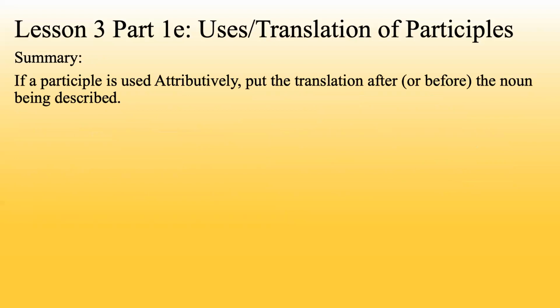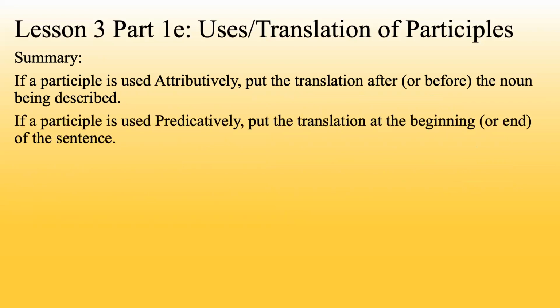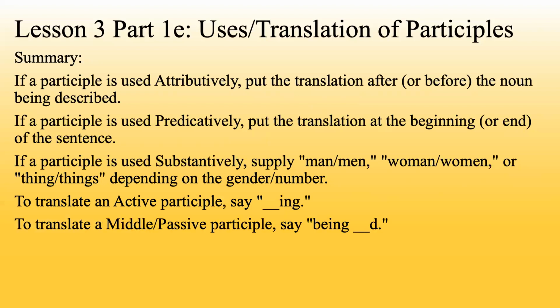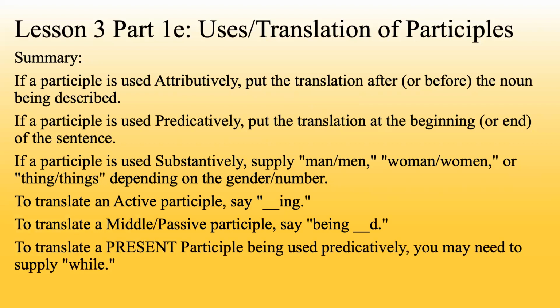Summary. If a participle is used attributively, put the translation after or before the noun being described. If a participle is used predicatively, put the translation at the beginning or end of the sentence. If a participle is used substantively, supply man or men, woman or women, or thing or things, depending on the gender and the number. To translate an active participle, say "blanking." To translate a middle or passive participle, say "being blanked." To translate a present participle being used predicatively, you may need to supply "while."